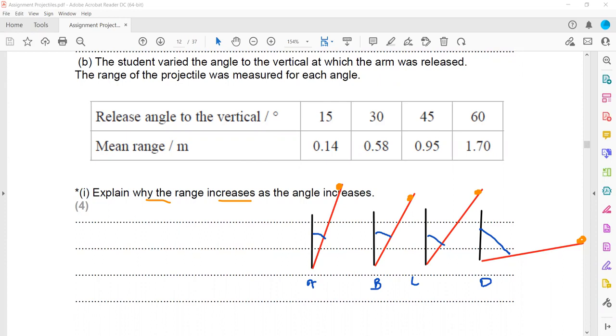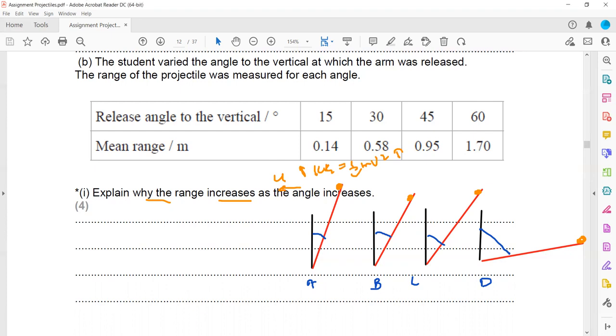That is 1 mark. When it is launched, the potential energy is the same, because they are all launched from the same height, so the final potential is the same. The change in potential is different, but the final potential is the same. So a greater amount of kinetic energy will be transferred. We know kinetic energy is half mv squared. If there is more kinetic energy and the mass is not changing, the speed will also increase. If the launching speed increases, the range of the projectile will also increase.